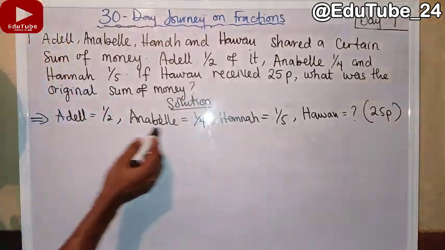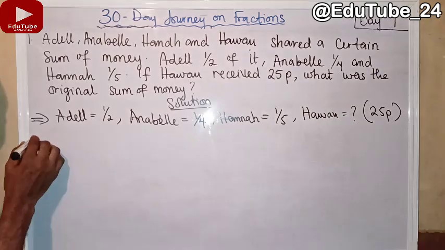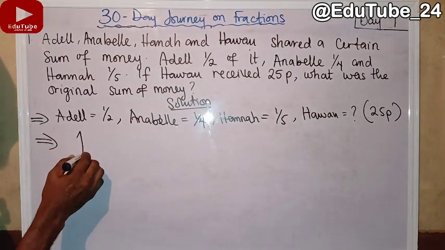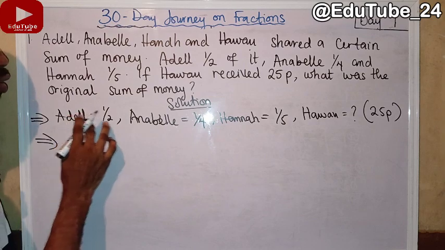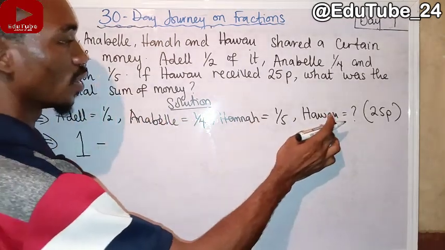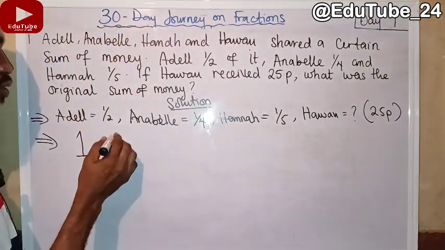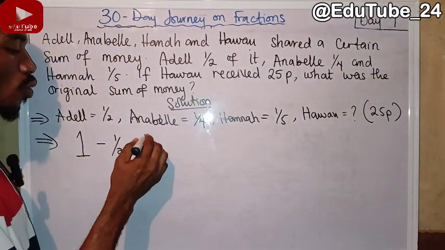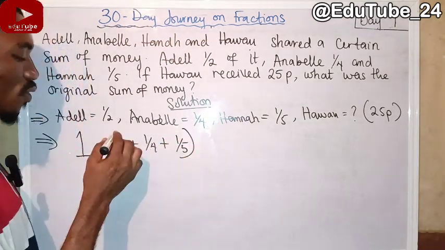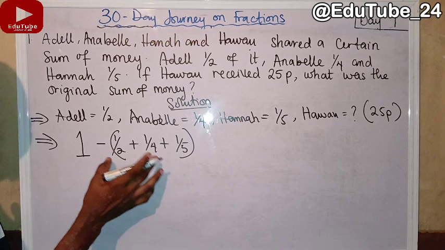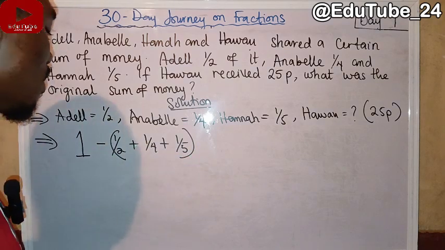So for the three sisters, we are going to add up their fractions and then take it away from a whole. So let's go. I'm going to say 1 whole, which is the entire money, minus what was given to the three sisters, so that we can get the fraction of money given to Awal. So 1 minus half plus 1/4 plus 1/5, which was what was given to the three sisters. Then I put them in brackets to show that I'm doing the addition before the subtraction as BODMAS dictates.